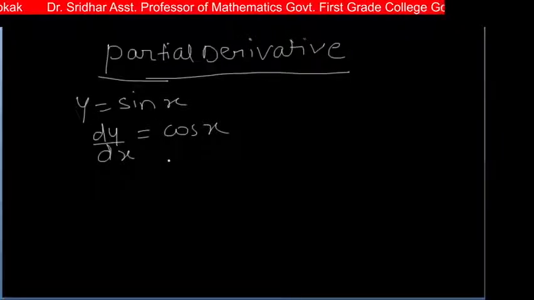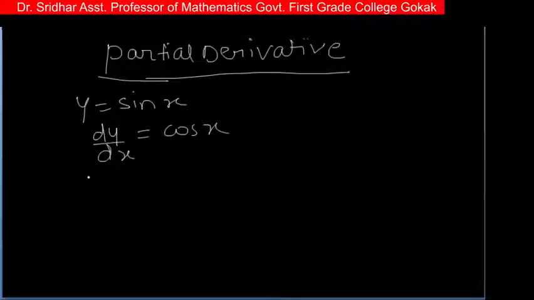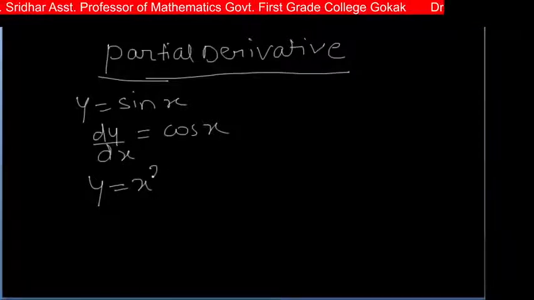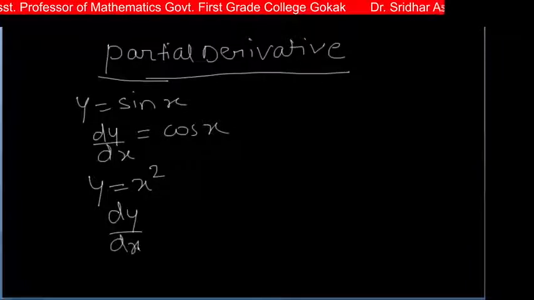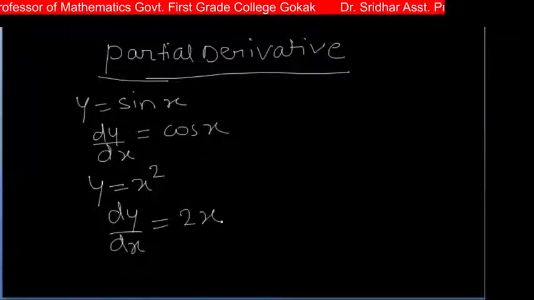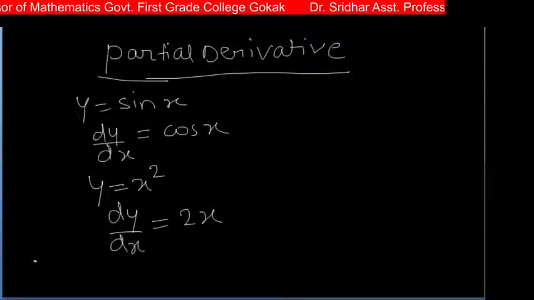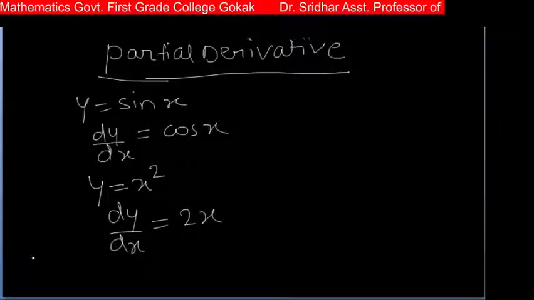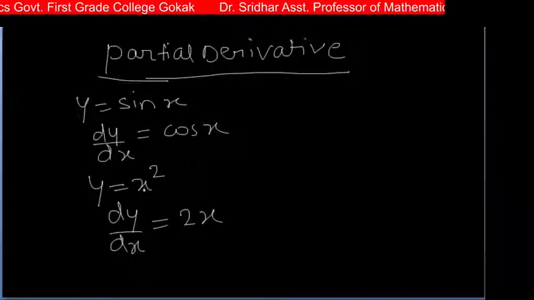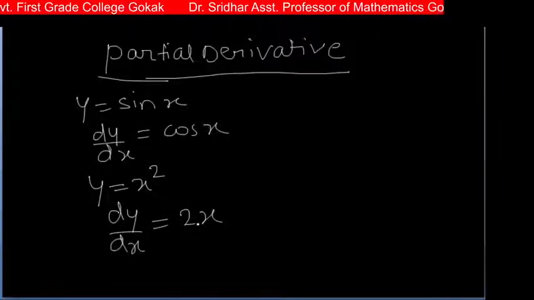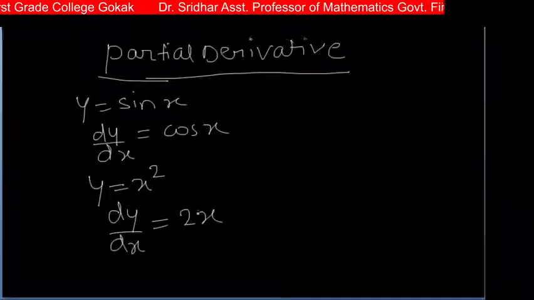Similarly, if I take y is equal to x square, then if you differentiate, you will get dy by dx is equal to 2x. So 2x is known as derivative of x square.